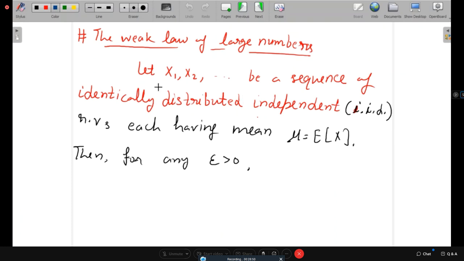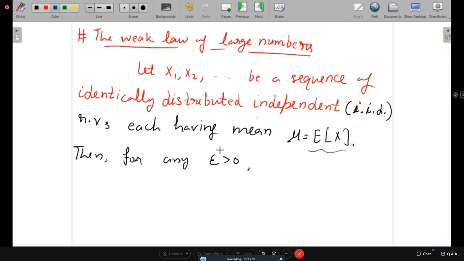And identically distributed means what? They all share the same PDF or PMF. Either they are discrete and all share the same PMF, or they are continuous and share the same PDF. So let Xi be a sequence of identically distributed independent random variables. In short, you will see its name as IID. Each has, let's say, mean mu. Since all share the same PDF or PMF, they will have the same mean.